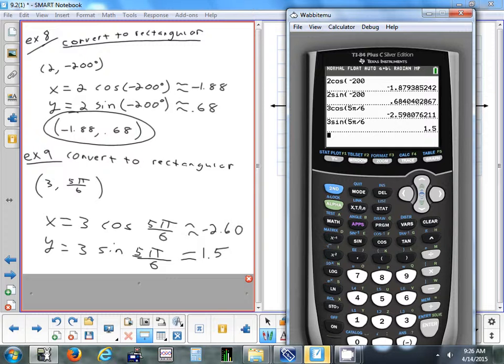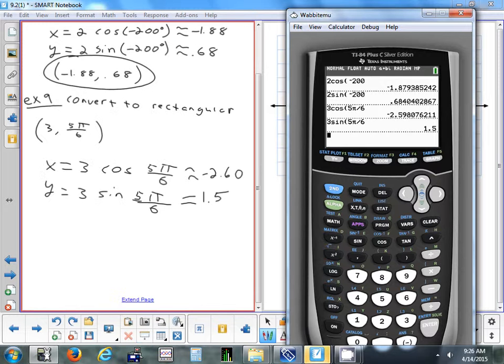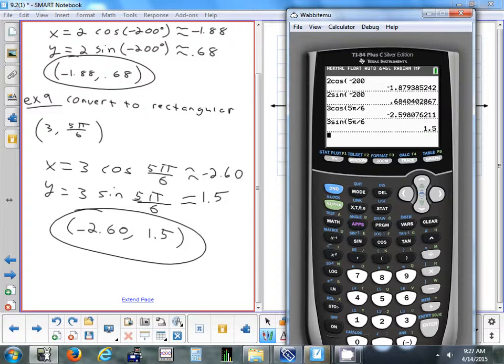Okay, last step, just make sure you write it as a coordinate. So negative 2.60, 1.5. Okay, questions on changing a polar coordinate to a rectangular coordinate? Okay, if you understand how to change a single point, that's the first step in being able to change an entire equation in polar to a whole new equation in rectangular. But we're just starting out with one point at a time.